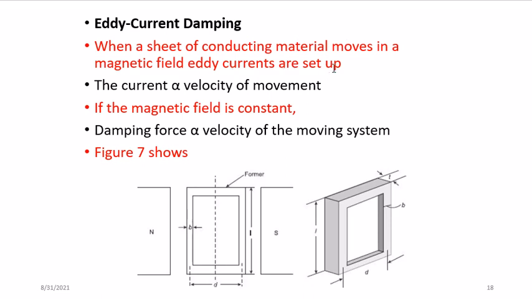If you can remember your transformers, the metals, the core on which we wind our wires, whenever there is a change in the magnetic field, an EMF is produced, and that EMF will create a heating current that is like a waste, and of course that is the eddy current. So this amount of current is directly proportional to the velocity of movement of this sheet in the magnetic field. If the magnetic field is constant, it doesn't change, so the damping force will now be proportional to the velocity of the moving system.